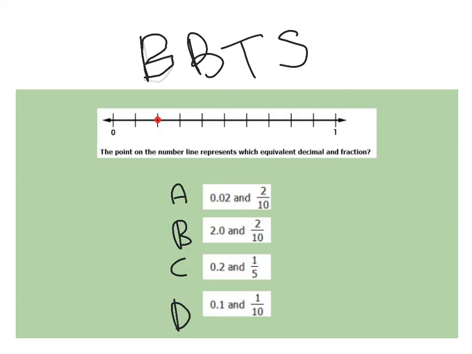That's going to wrap it up. Like I said, this is reviewing some old skills, so I've got a point on a number line. I would like to know which A, B, C, or D expresses the equivalent fraction and decimal, and that's what I'll be looking for in the morning.